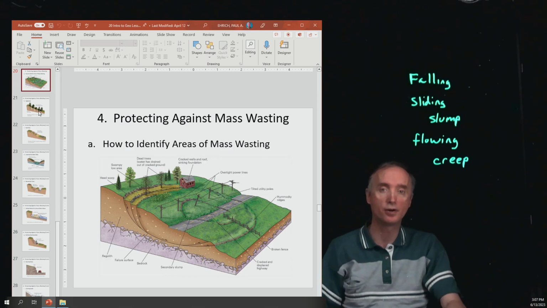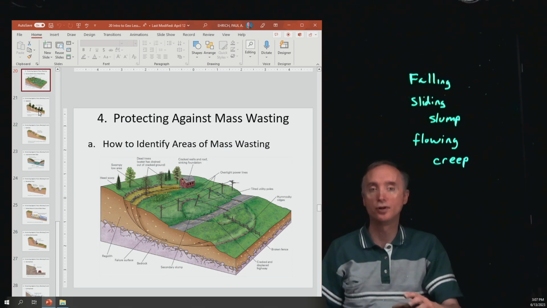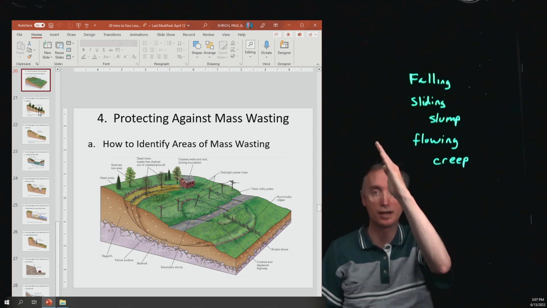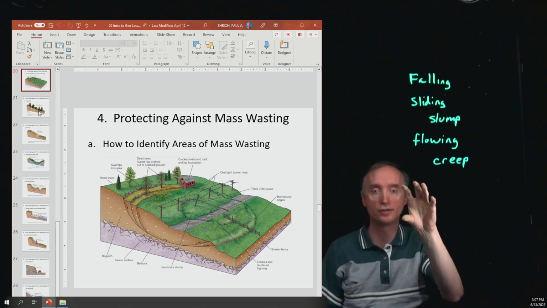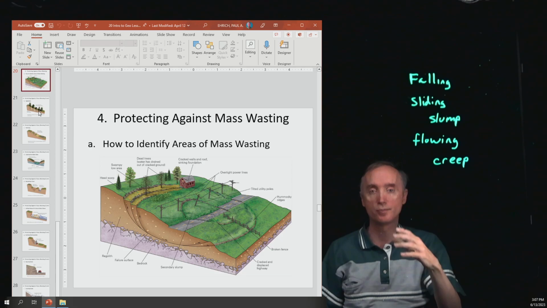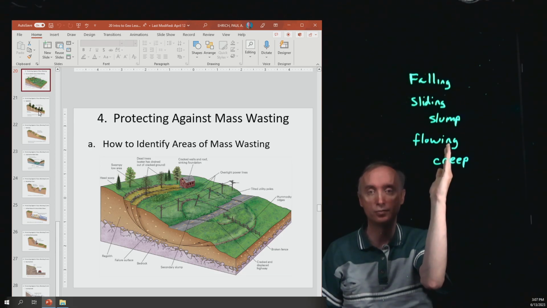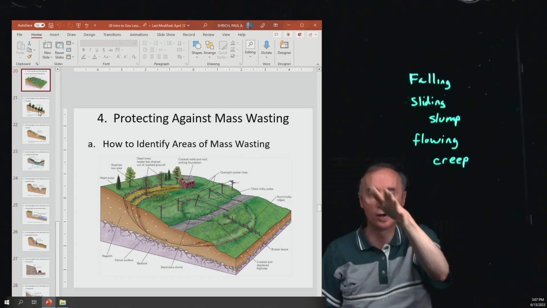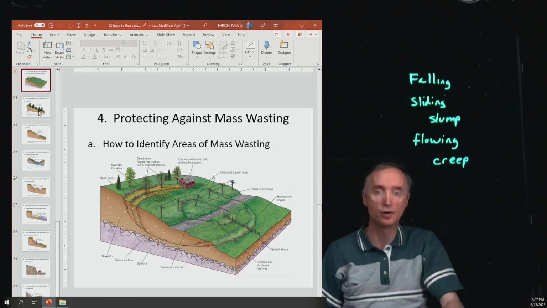This picture here shows you that soil creep and slump can cause trees to be bent out of shape. It can cause foundations to be moved out from underneath buildings. It can cause power lines to be misshapen. It can cause some of the ground to give way and to cover up a road. So all of those are examples of how to identify areas of mass wasting.